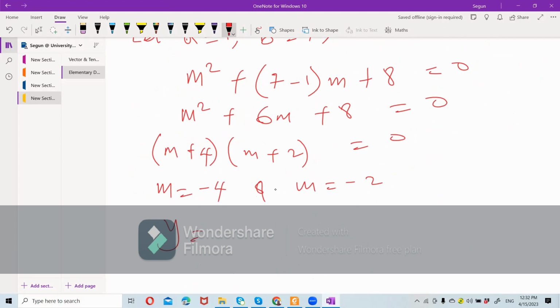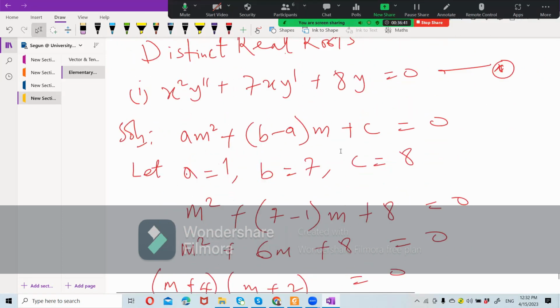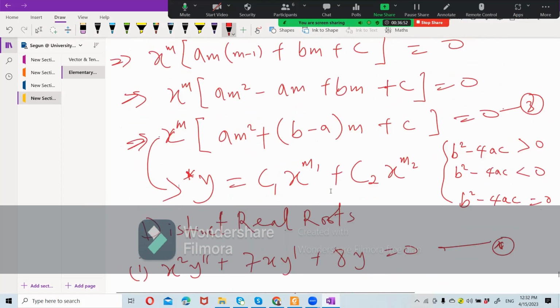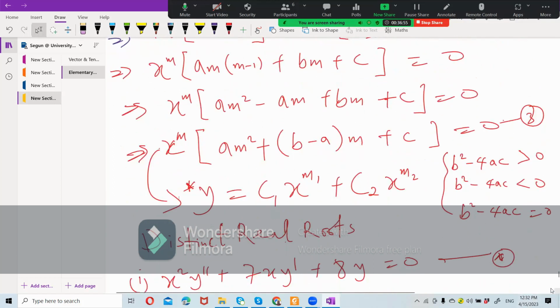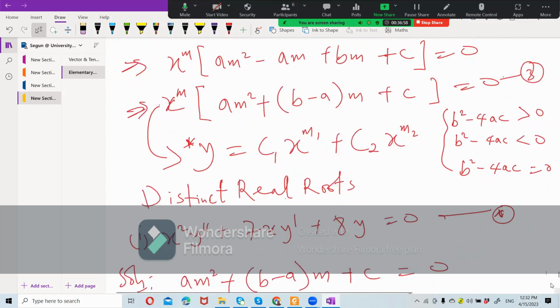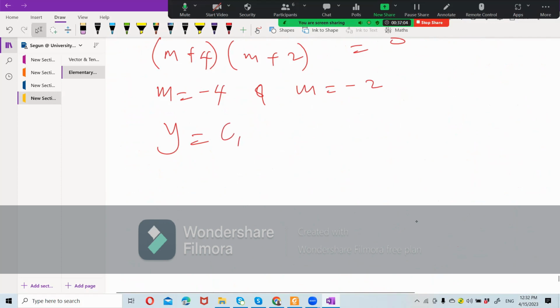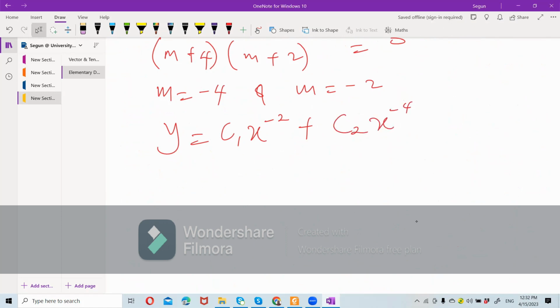So what's going to be our y? Remember, look at it. The y here we did is what? C1 equals to this. We call it distinct root, real root. So we use the same method. So it's going to be C1 x raised to power minus 2 plus C2 x raised to power minus 4. That is what they ask you to do. In your exam, you have a lot of the question in this case. Get ready for that.